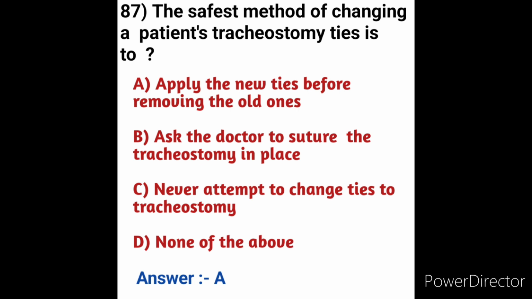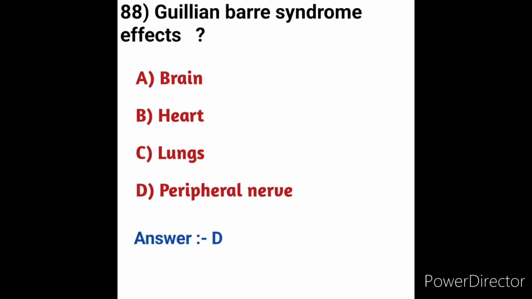Next we will move on to question number 88. What does Guillain-Barré syndrome affect? We will see the options here. Option A brain, option B heart, option C lungs, option D peripheral nerve. It is a condition in which the immune system attacks the nerves.